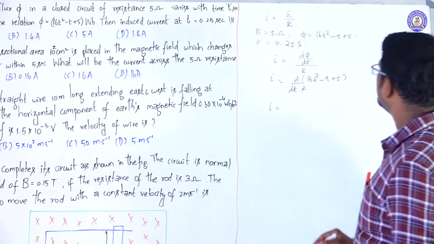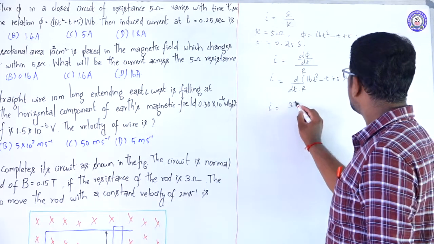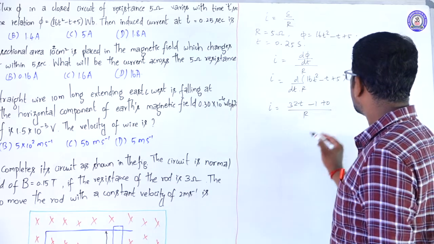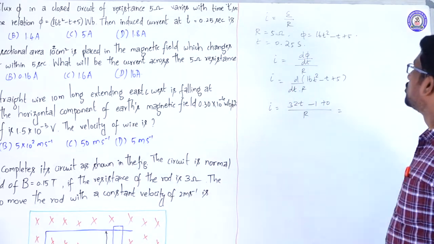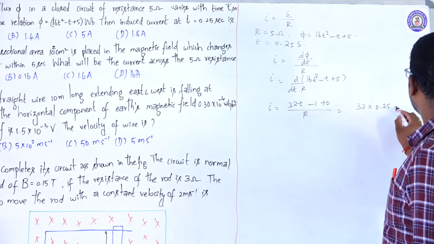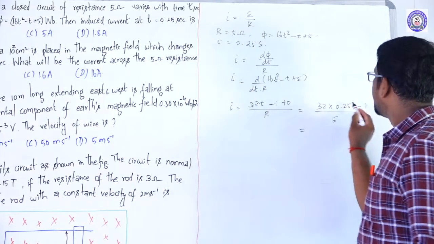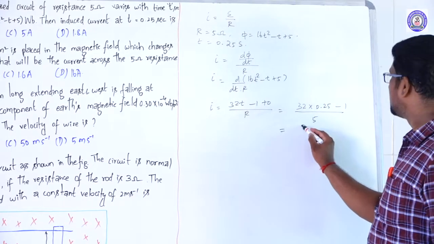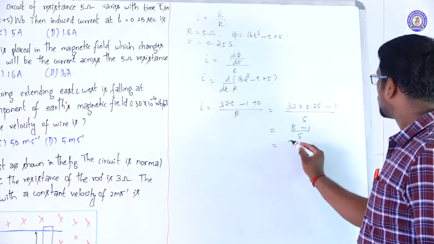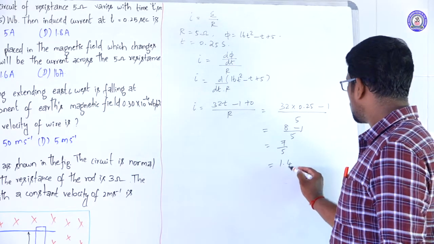I is equal to the differentiation of 16t² minus t plus 5, which is 32t minus 1 plus 0, divided by R. Right. The time value is 0.225. So 32 into 0.225 minus 1 divided by the resistance value, 5 ohm. 32 into 0.225 is 8, minus 1 divided by 5. 8 minus 1 is 7. So 7 divided by 5 is 1.4 ampere.